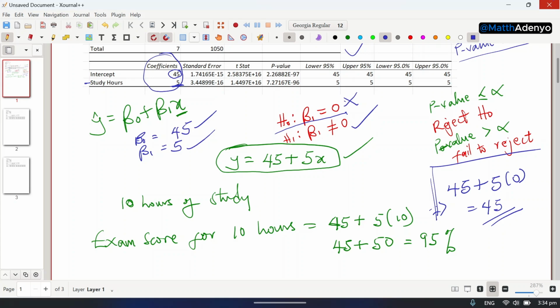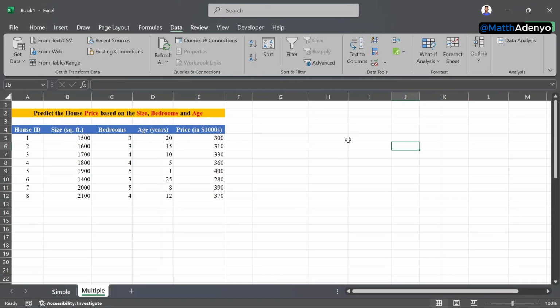When you use Excel, that is how you can interpret it. Now let's look at the multiple linear regression. It follows the same procedure, but let's look at how we can do the same thing with an example. This is the data set given to us, and we have to predict the house price based on the size, bedroom, and age. We have the house ID, the size, the bedroom, the age, and the price. So we have to predict the house price.